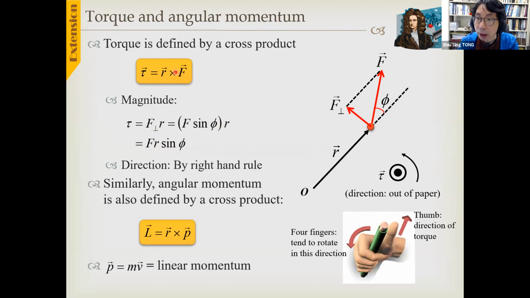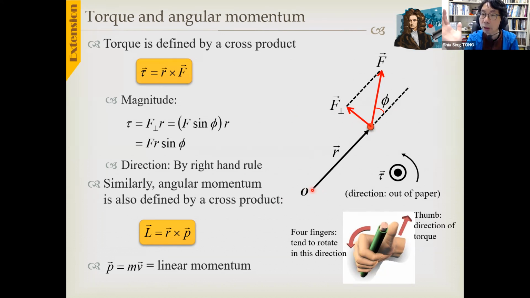Now we look at the cross product here. The torque is defined as r cross F. r cross F has a magnitude equal to the magnitude of r multiplied by the magnitude of F multiplied by the sine of the angle between them, that is sine phi. So the magnitude is correct, right? And how about the direction? The direction is also correct. Imagine the force acts like this, so you have a perpendicular component in this direction. It tends to rotate the particle in the anti-clockwise direction about the origin O.